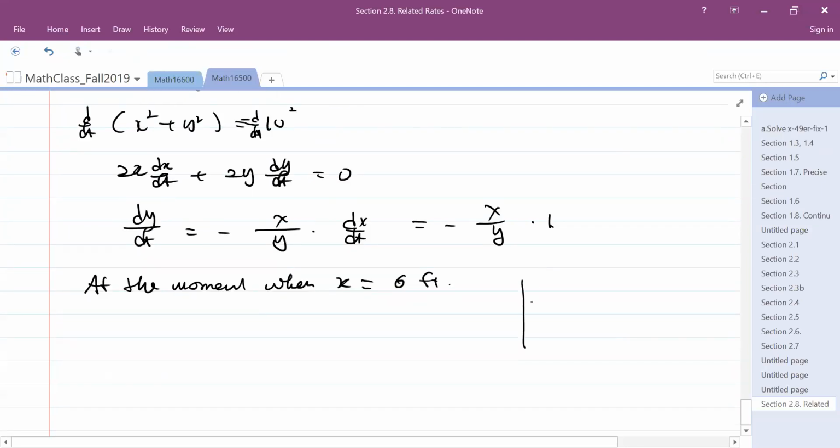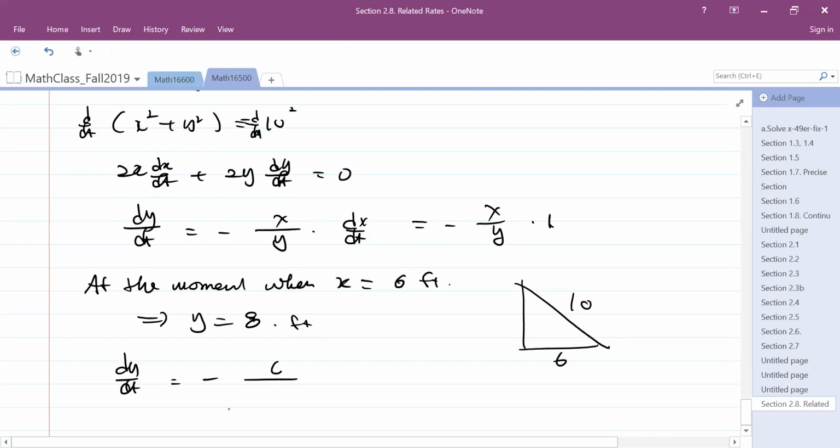I think it's obvious, right? So this is a 10, that's a 6. The y value at that moment must be equal to 8. It's a special triangle, right? The triangle 6, 8, 10, from 3, 4, 5, just double it. Then at that moment, dy/dt is going to be negative 6 over 8. That's it. This is how it works.